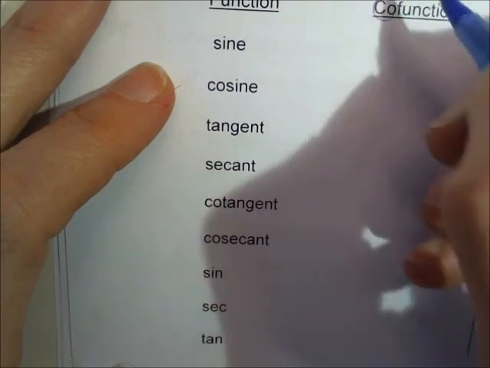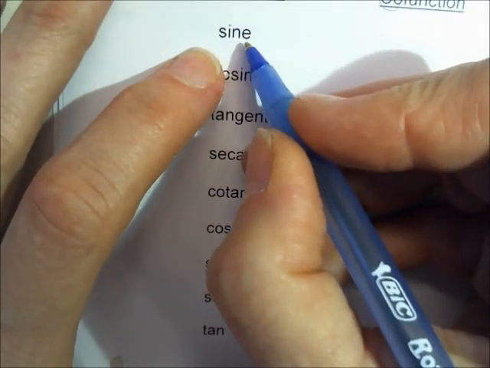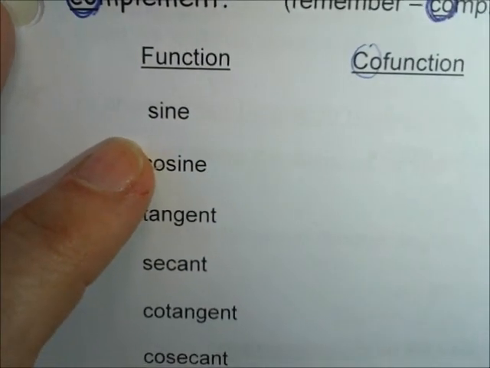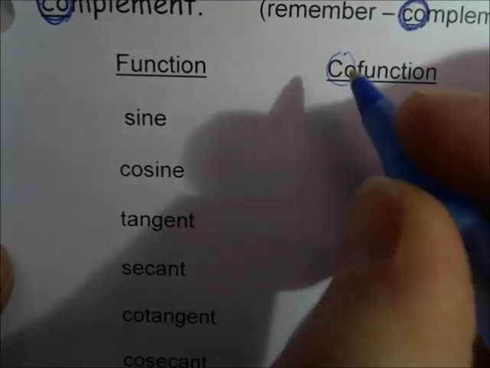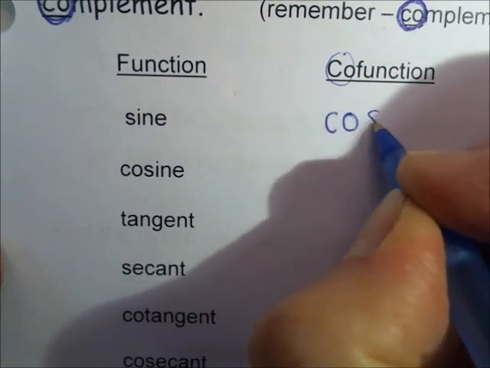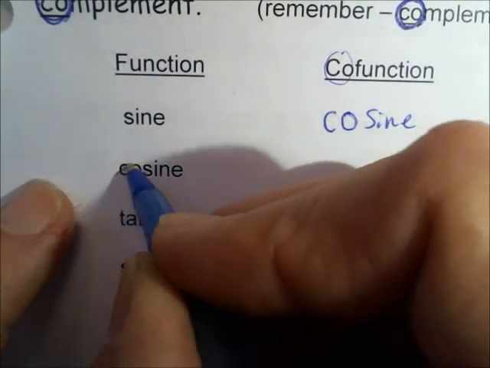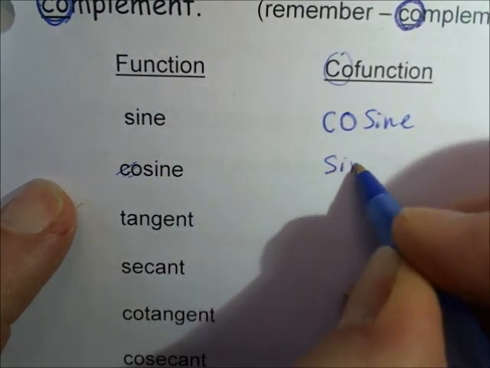Co means complementary. Okay, if you're given a function called sine, that's how you really spell sine, not sin. The cofunction of sine is cosine. And the cofunction of the cosine, you just take the word co out and you get sine.